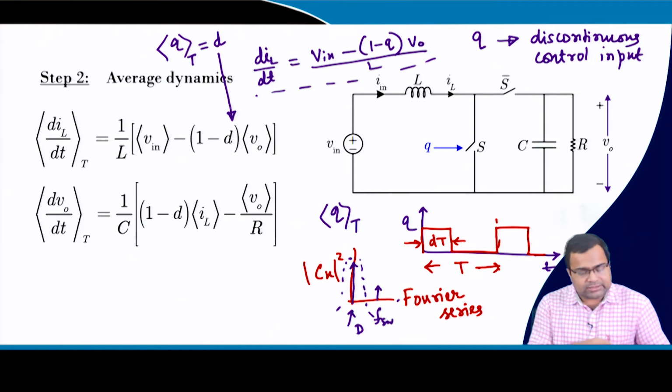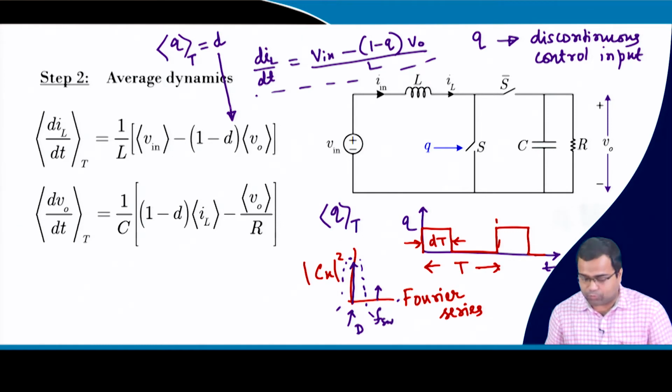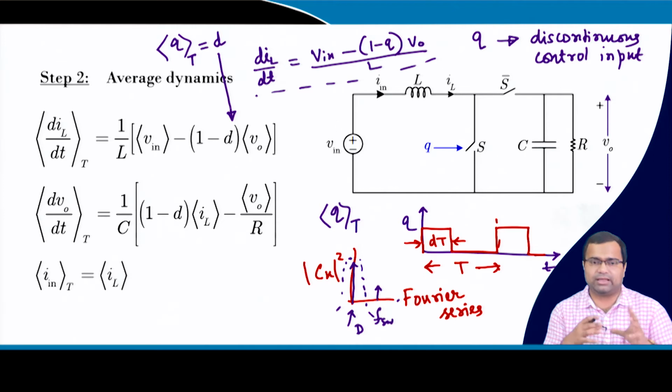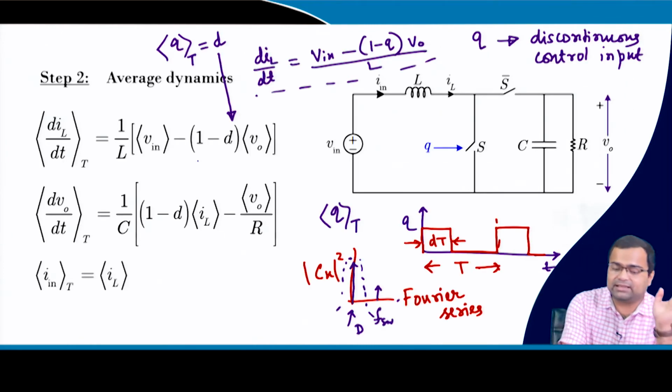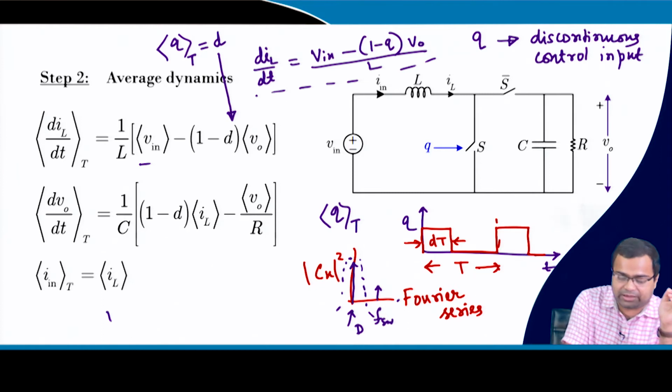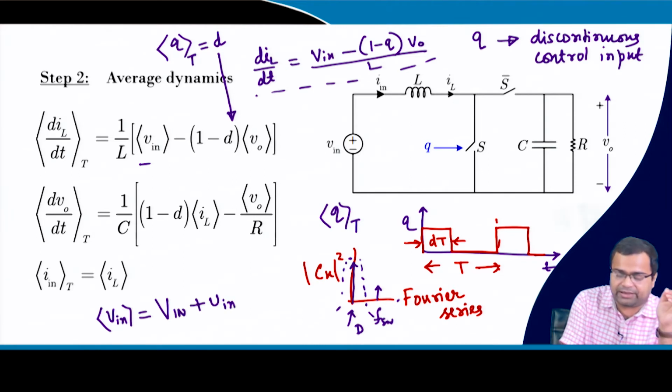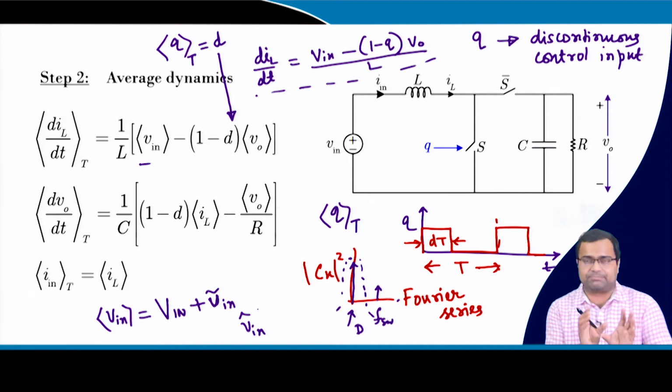Similarly, we can take the average of the dynamics of the output voltage and the average dynamics of the input current, and input current and inductor current are same. Next, once we apply the average, we can replace any average quantity with capital letter plus V in tilde. Sometimes we write tilde, in some reference books we write hat. Whether it is hat or tilde, this represents the perturbation.